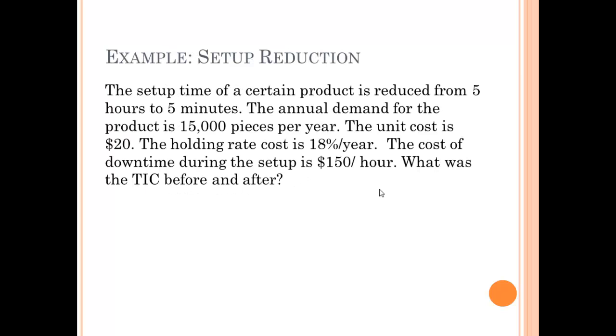All right, so here's an example. The setup time of a certain product is reduced from 5 hours to 5 minutes. Just so you'll know, that is not unreasonable. That has happened. All right, streamlining processes. The annual demand for the product is 1,500 pieces per year. The unit cost is $20. The holding rate cost is 18% per year. The cost of downtime during the setup is $150 per hour. What was the total inventory cost before and after?